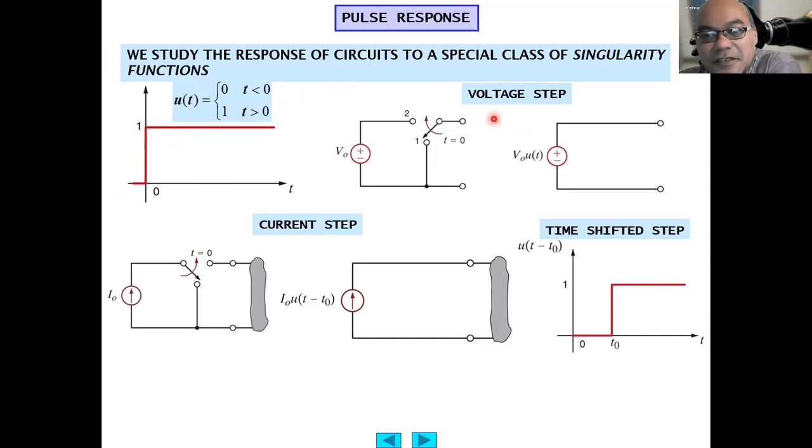If it were a voltage step, then this kind of input signal is implemented using a voltage source plus a switch. At t less than 0 seconds, the switch is at position 1, so when you measure the voltage here, it will be 0. At t equals 0, you move the switch to position 2, so the output voltage V will be equal to this V0. Similarly, we can do the same thing with a current source.